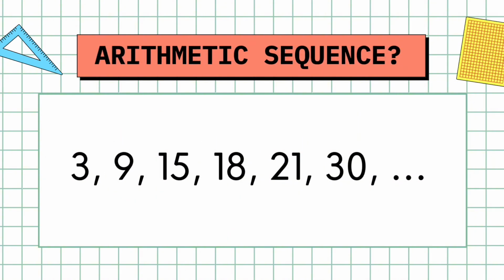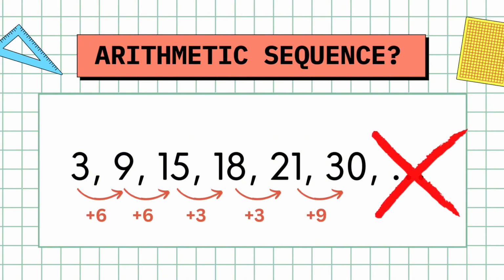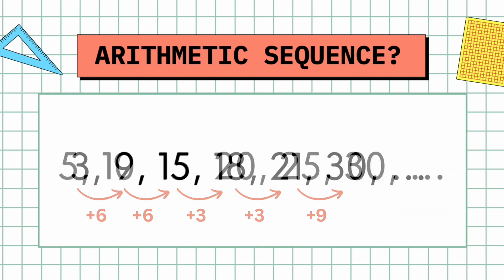Now here we have 3, 9, 15, 18, 21, and 30. Now, how do we get the next term? I will give you guys 5 seconds to think. And the answer is, we cannot get the next term because an arithmetic sequence needs the constant difference. So 9 minus 3 is 6, so 3 plus 6 is 9, 9 plus 6 is 15, but then 15 plus 3 is 18, so we don't have a common difference.